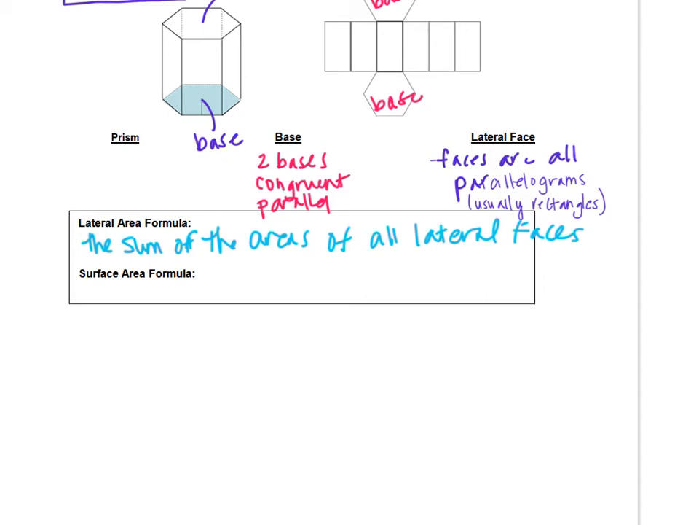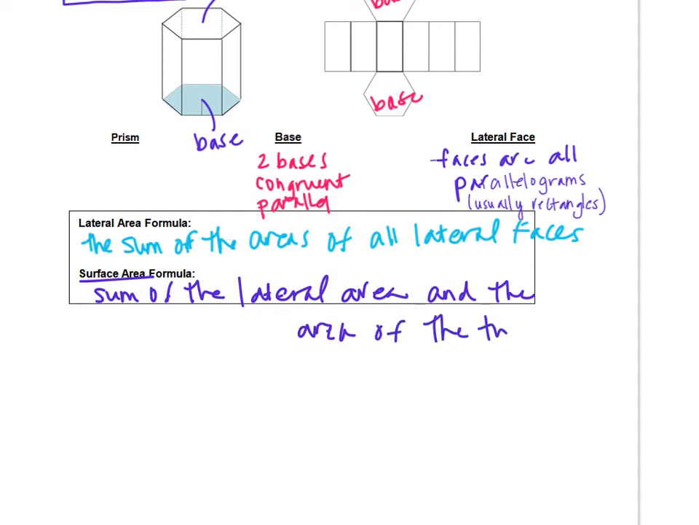Now the surface area is going to be basically the area of all the surfaces. So the surface area formula is going to be the sum of the lateral area and the area of the two bases.